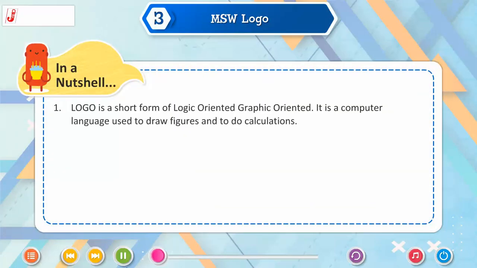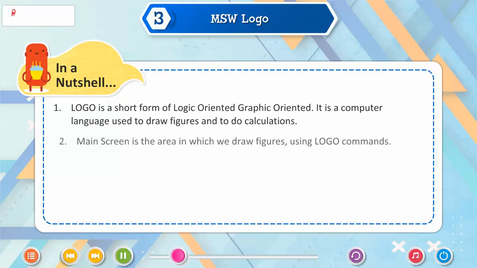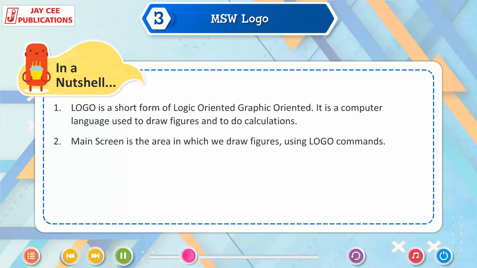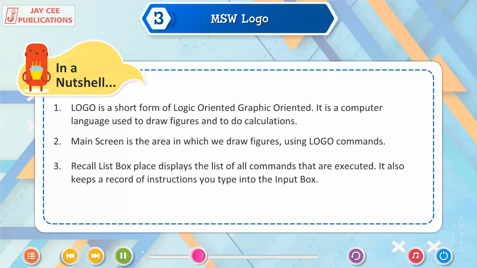In a nutshell, 1. Logo is a short form of logic-oriented, graphic-oriented. It is a computer language used to draw figures and to do calculations. 2. Main screen is the area in which we draw figures using Logo commands. 3. Recall list box displays the list of all commands that are executed. It also keeps a record of instructions you type in the input box.